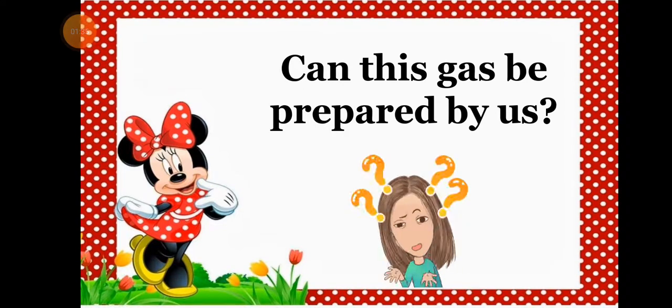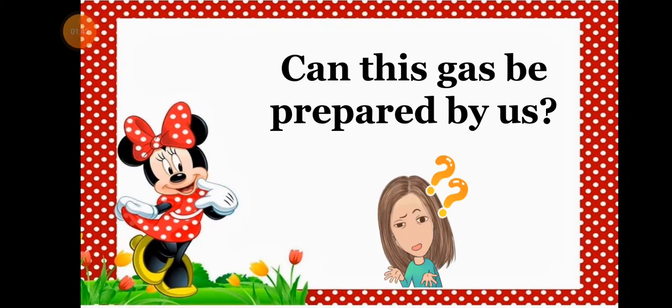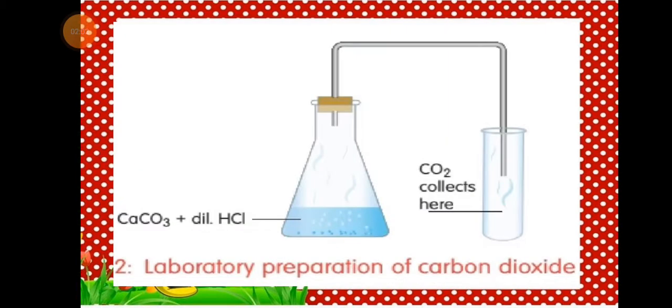Can this gas be prepared by us? Yes, we can. This gas is produced by us through respiration. We can also produce it when we burn fossil fuels, for example, when we cook food using our LPG gas cylinder, or when we run vehicles and machines. That's how carbon dioxide is also released. It can also be prepared in the laboratory. How is it prepared in the laboratory?